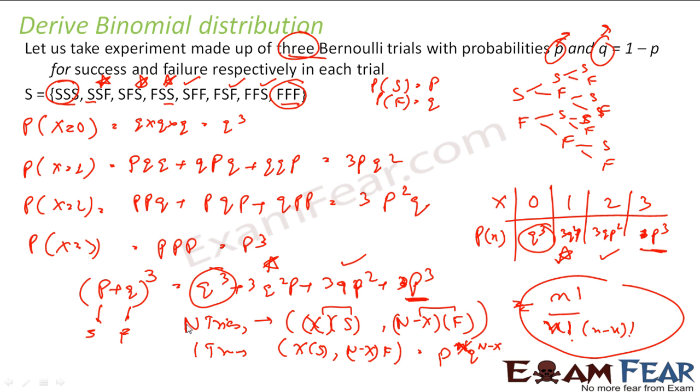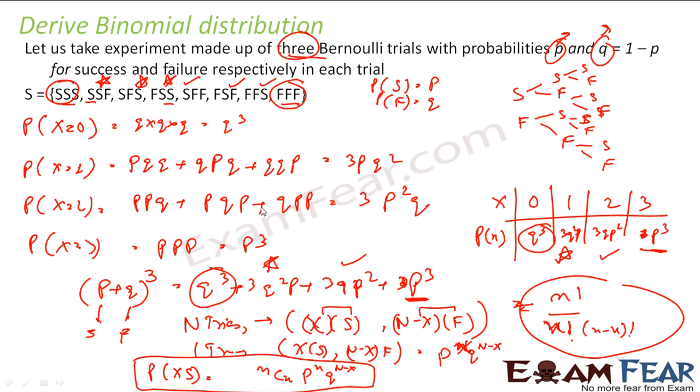So if you multiply these two, this is for one trial, and for n trials you multiply these two, what you get, that is the probability for x successes, comes out to be nCx, p to the power x, q to the power n minus x. This is the formula we have for Bernoulli's trial, binomial distribution, right? So if you have n trials and you want to find x successes, that comes out to be nCx, and the probability of success is p and probability of failure is q, then p to the power x, q to the power n minus x.